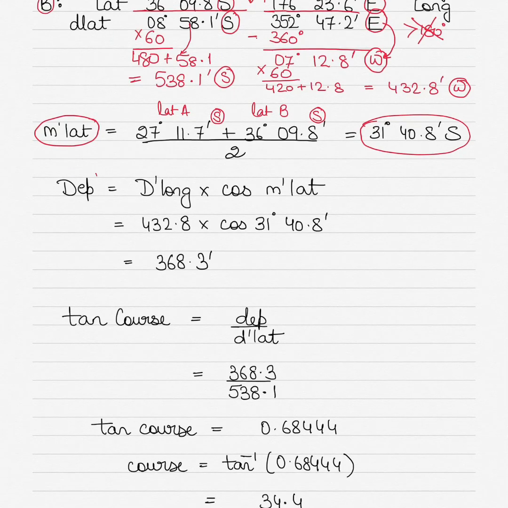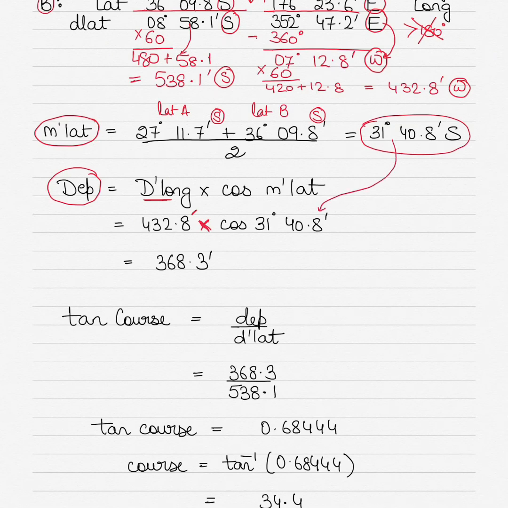Then you move on to departure. The formula for departure is dlong multiplied by cos of mlat. You have your dlong as 432.8, always use minutes. So when you see dlong is not preceded by a sine or cos or tan, always use your dlong in minutes. So your dlong is in minutes, you will use it in minutes, 432.8 multiplied by cos of mean latitude that you have just calculated above.